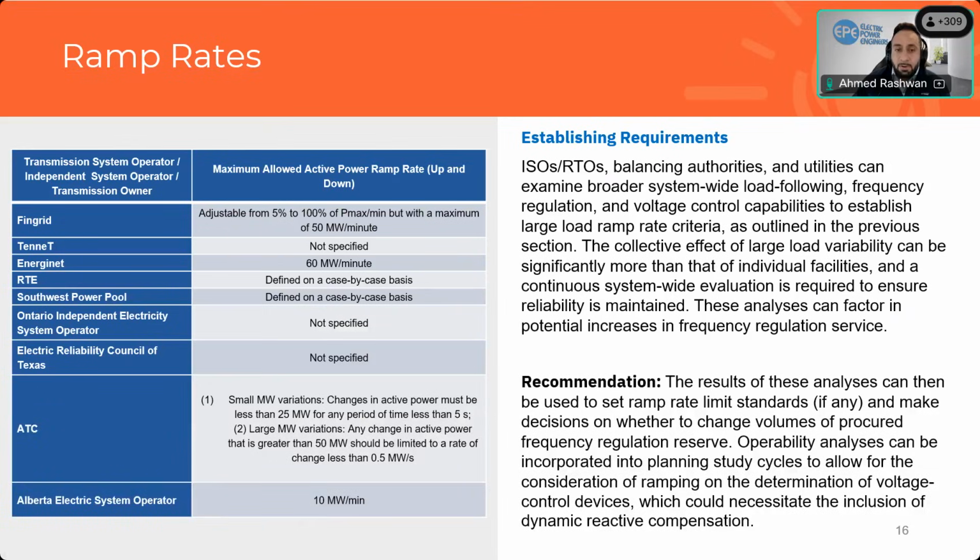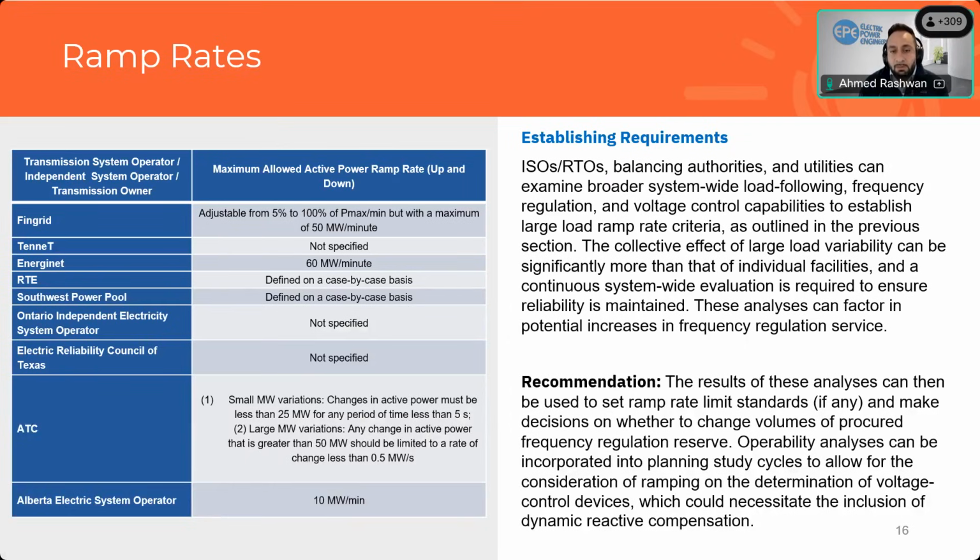So we looked at different ramp rates that are established on the power system. We've seen some really high ones, 60 megawatts per minute. We've seen 10 megawatts per minute. We've seen 25 megawatts per minute. And others are going to be defined on a case-by-case basis.